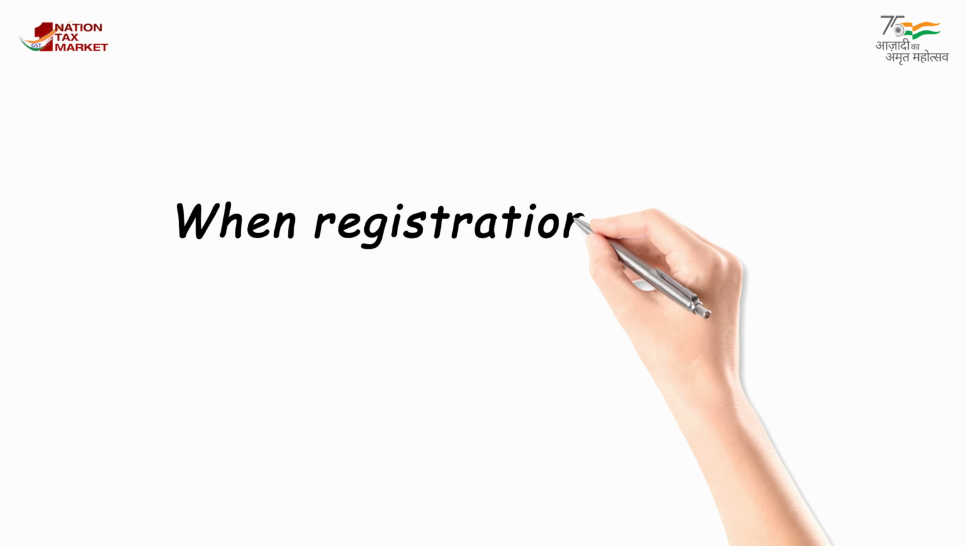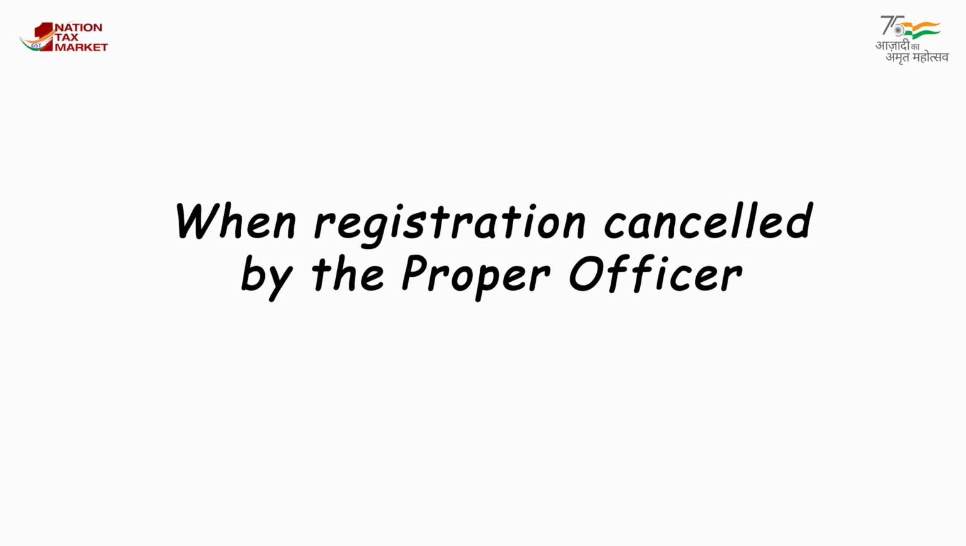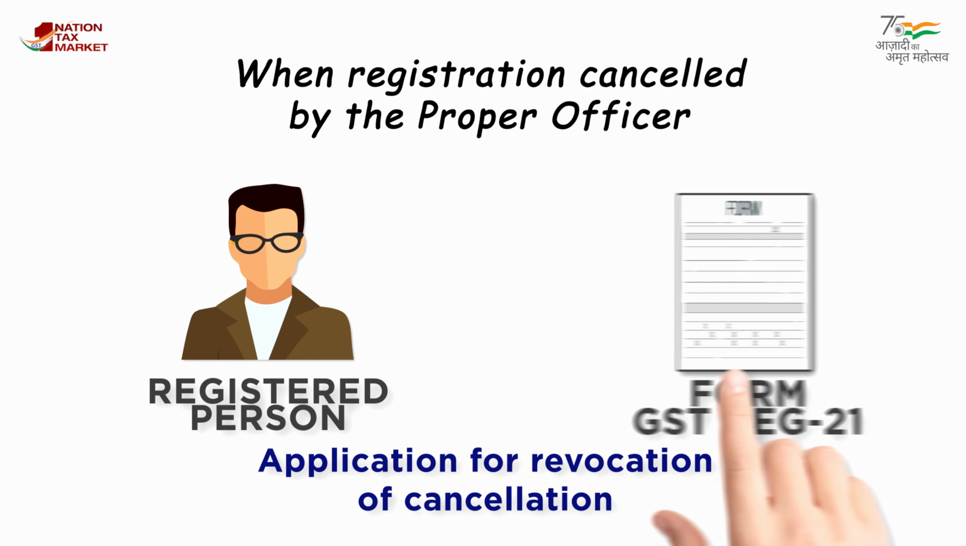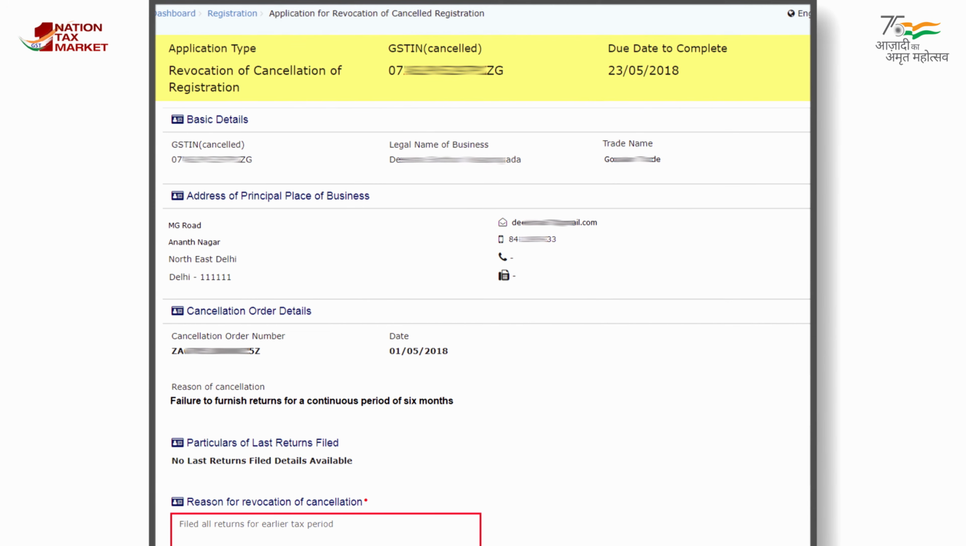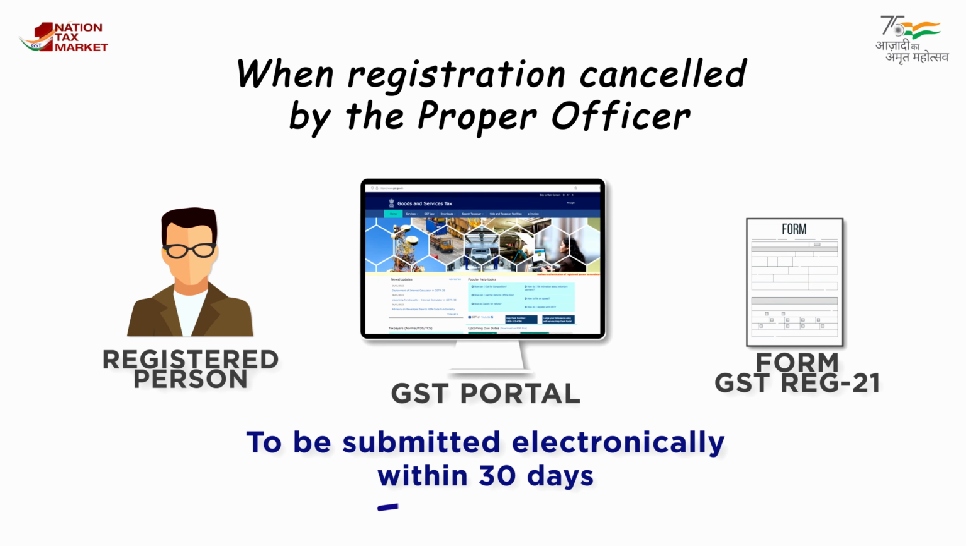A registered person whose registration has been cancelled by the proper officer on his own motion may submit an application for the revocation in Form GST Reg 21 within 30 days from the date of issuance of the order of cancellation on GST portal.